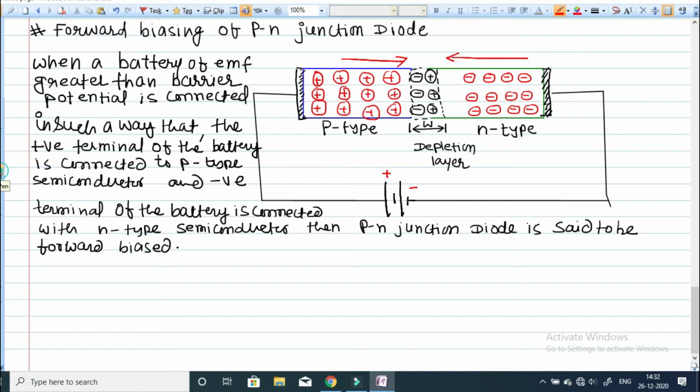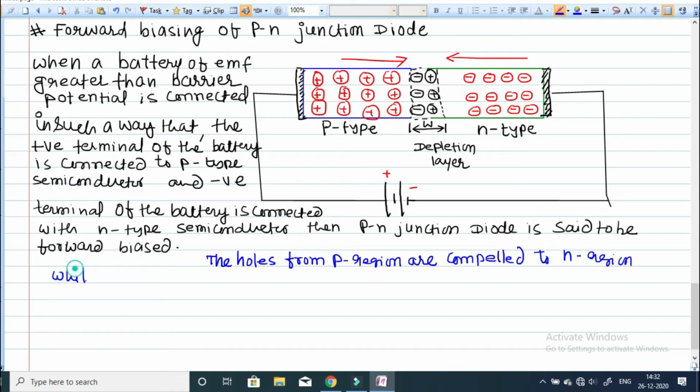Generally what happens, now when it is forward bias, the holes from the P region are compelled to the N region, while electrons from the n region or n side are compelled to the p region.